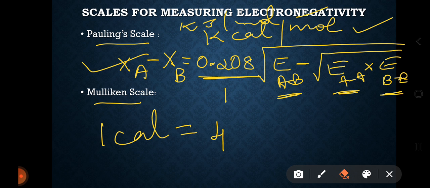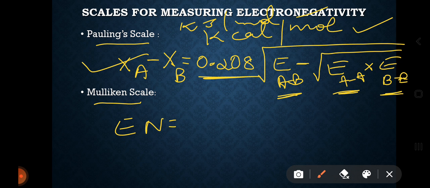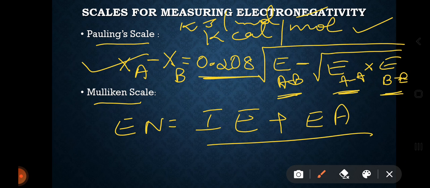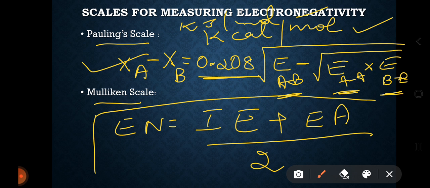Okay, next let us go to the Mulliken scale. According to Mulliken, he said that electronegativity is nothing but the average of ionization energy and electron affinity. Electronegativity is the average of ionization energy and electron affinity.